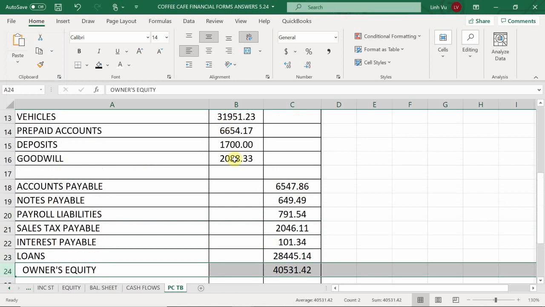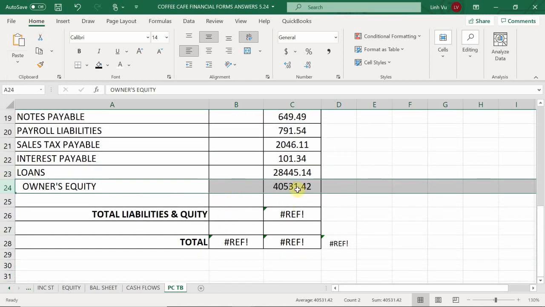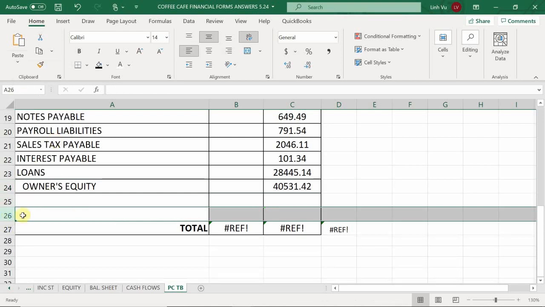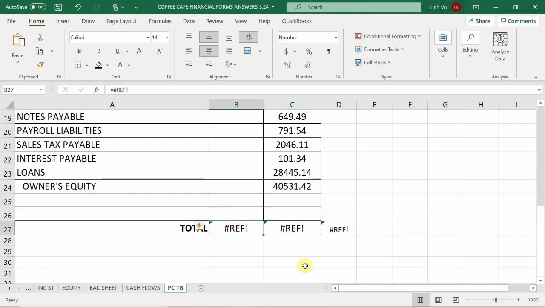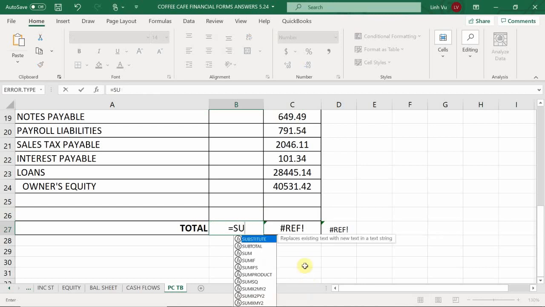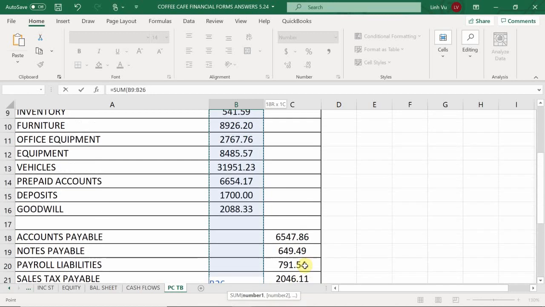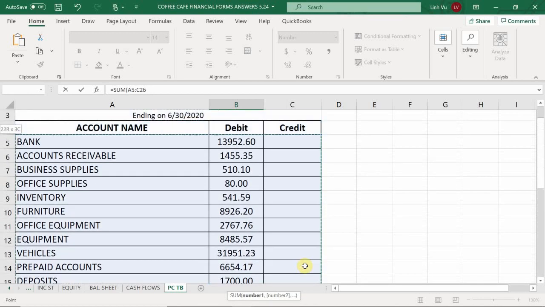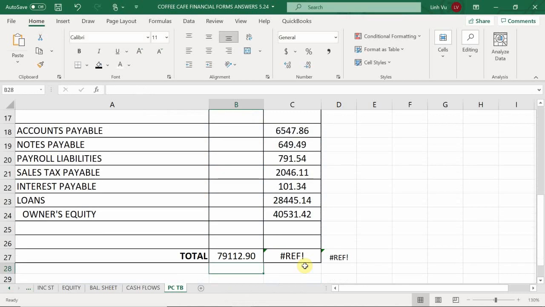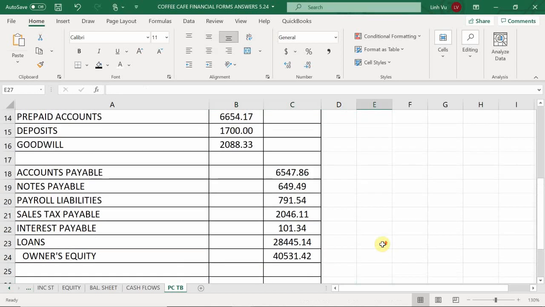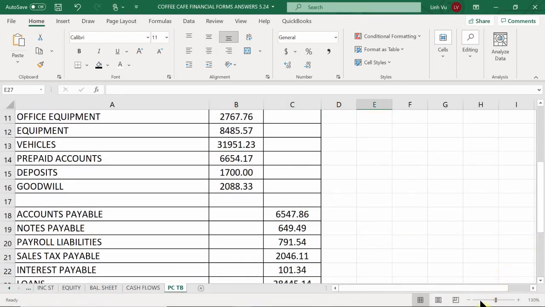Okay. And of course, all you got to do now is just revise your formula. You don't need your total credits, your total equity either, so you can delete that. And you just have to revise your amounts here. Revise the formula to be equal sum to all your total debits and apply that to your total credits, and you should get 79,112.90 on both sides.